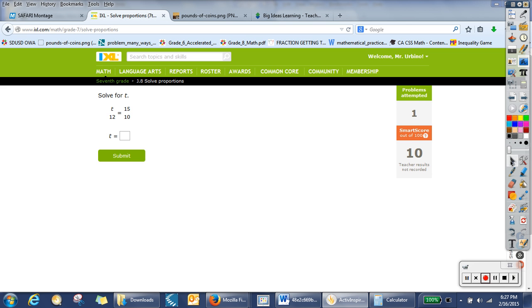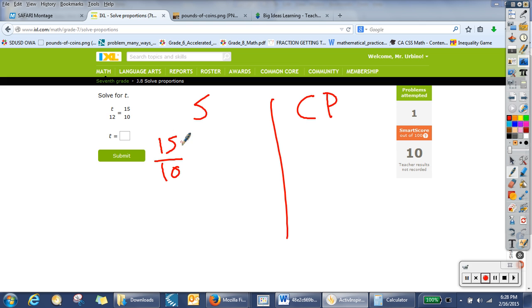So I'm looking at this one. Again, two different ways: simplify and cross products. S equals simplify, and CP is cross products. Now here, if I'm simplifying 15/10 as much as I can, this one's a little easier because I know that they are both divisible by 5. So if I divide both by 5, I'll get 3. 10 divided by 5 is 2. So I get 3 halves.